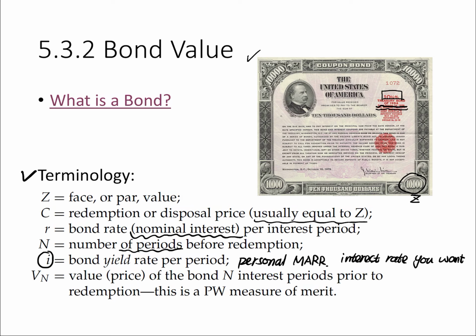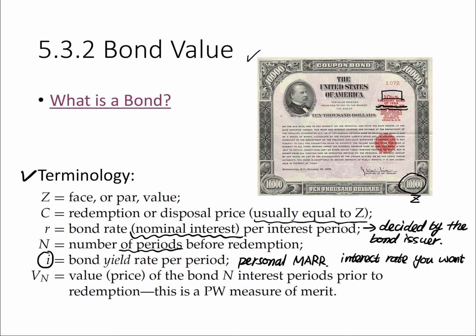You're going to say, okay, if you want me to buy the coupon, you need to give me an interest rate higher than what I can get from the bank. Make sense? So this I is the yield rate. That's what you want from the investment. It's your personal MARR. Okay, so that is different from the bond rate. The bond rate R is decided not by you. It's decided by the bond issuer. Okay, so that's the difference.